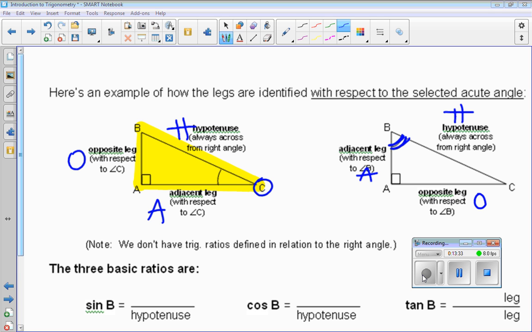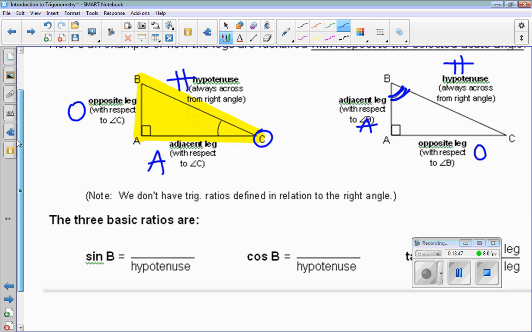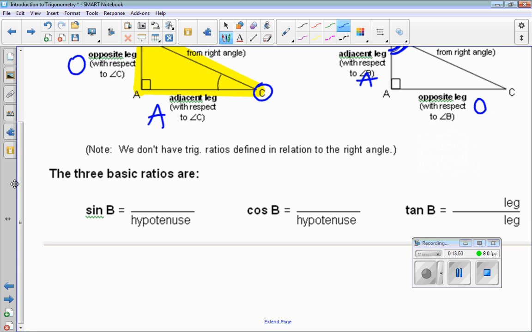So we're going to be labeling O, H, and A and talk about what it means to be adjacent, opposite, and hypotenuse. Because trig, at least right triangle trig, there's multiple kinds of trigonometry. We're only in geometry dealing with right triangle trig. There's sinusoidal, there's all kinds of different things. So next year you'll learn more about it. But for us, we're in with right triangles. There are 3 basic ratios.